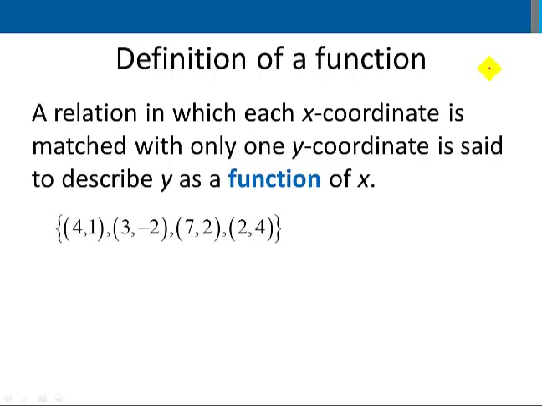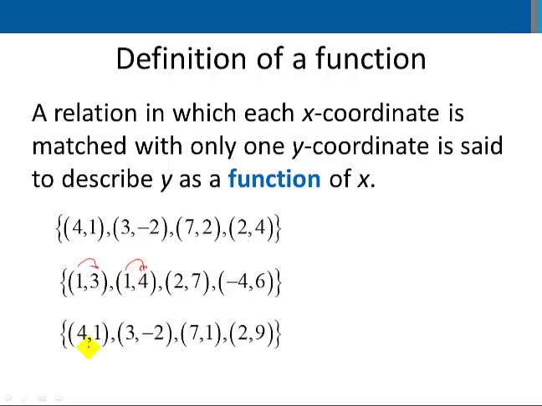The set of ordered pairs (4, 1), (3, -2), (7, 2), and (2, 4) is a function since the x-coordinates 4, 3, 7, and 2 are each matched with only one y-coordinate. In this second set of ordered pairs, (1, 3), (1, 4), (2, 7), and (-4, 6), the x-coordinate of 1 is paired with y-coordinates of both 3 and 4. This is not a function.